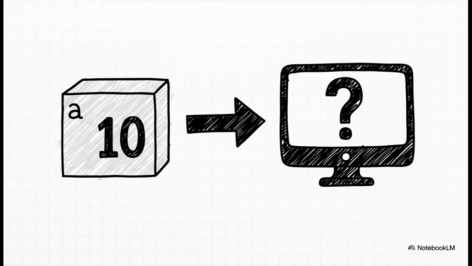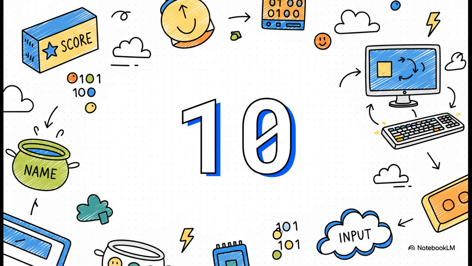Okay, so now we've got our number 10 stored inside that container we called A. So what do you think happens when we tell the computer to print A? Any guesses? Yep, you got it. It prints 10. The computer sees the name A, it looks inside that box we created, it finds the number 10, and it displays that value. See? It's not treating A like a letter anymore. It's treating it as a reference, a pointer to the data it holds.